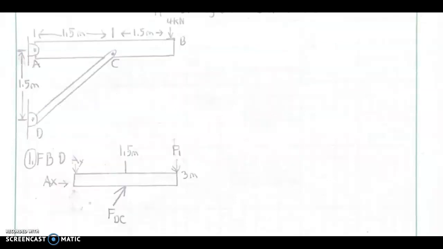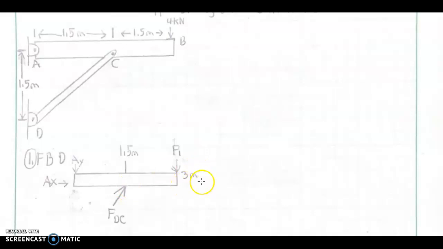Okay, so in this problem, we have three unknown forces that we need to solve for. We have our force from the beam from D to C, and then we have the force from the pin A in the X and in the Y. Because it's a pin, it acts in both the X and the Y.